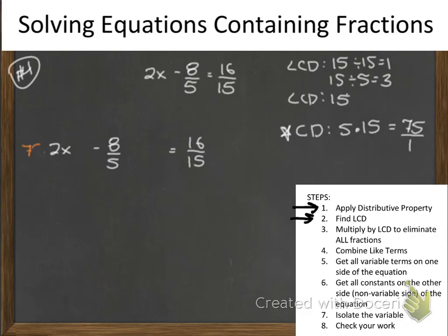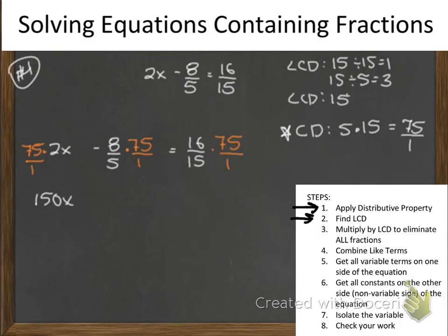So I multiply 2x by 75. I multiply negative 8/5 by 75, or remember 75 over 1, if that is helpful to you, you can absolutely do that. All right, so let's clean this thing up. 75 times 2x, 75 times 2 is 150.